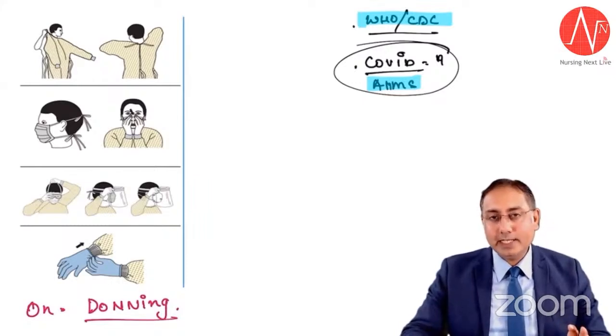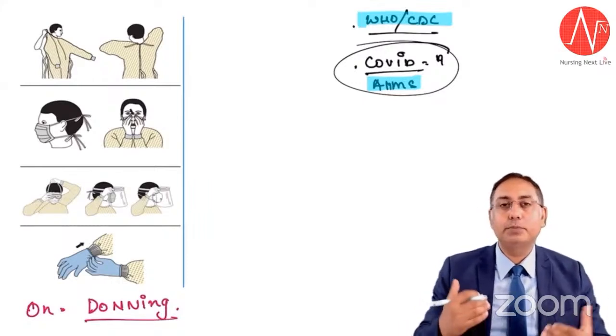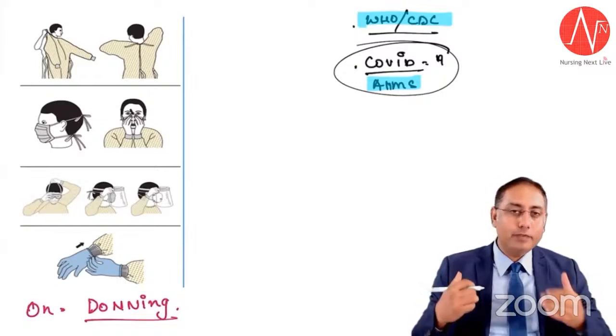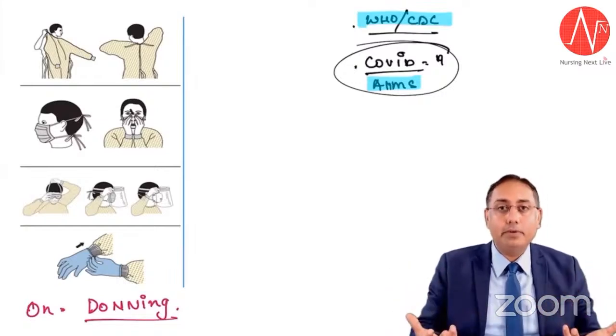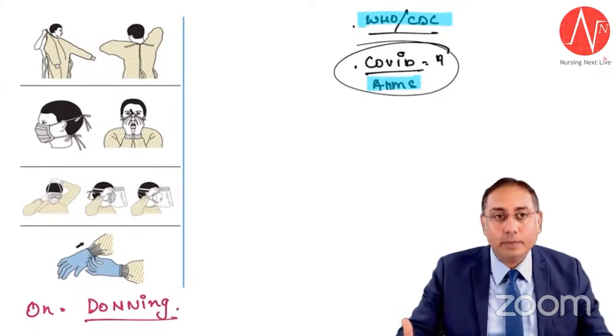As per the WHO CDC guideline, the first thing that has to be worn is the apron. Whenever you enter the OT also, the first thing that you do is wear an apron, right? That is, to wear the OT gown.